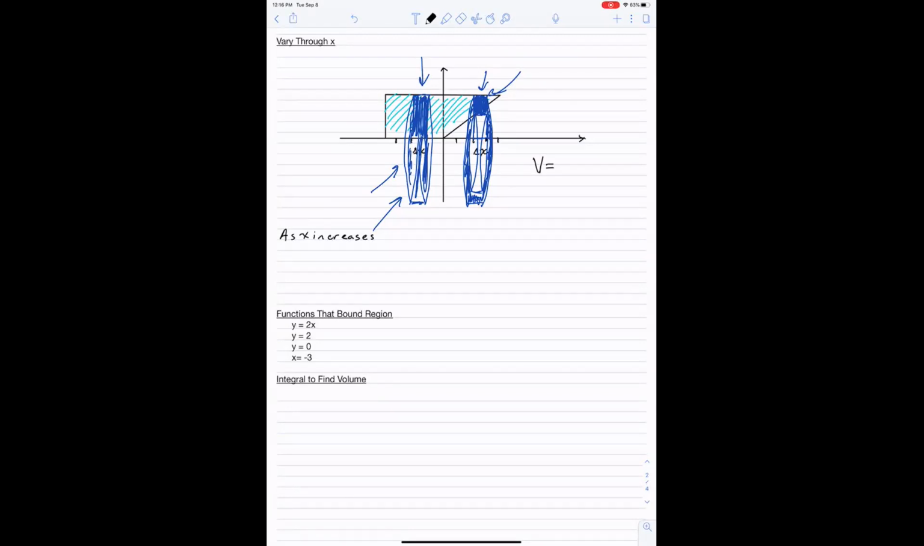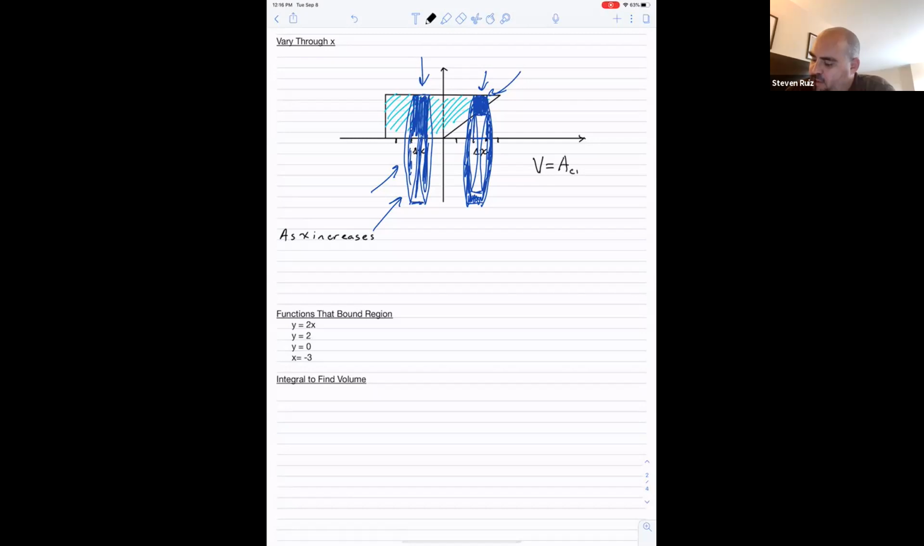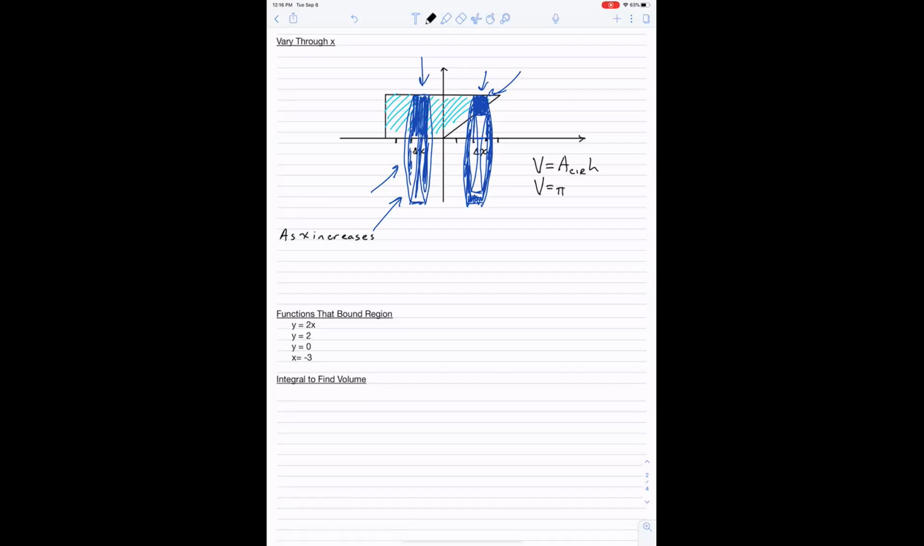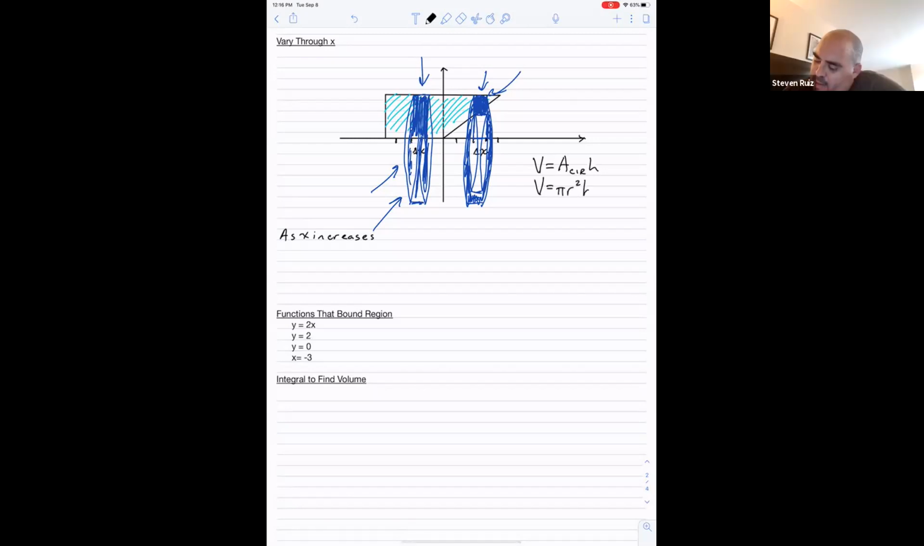The area of a circle times height. Okay, so I got the area of a circle times the height. Now we can break that down a little more. How do you find the area of a circle? Pi r squared. So the volume of a cylinder is going to be pi times radius squared times height.